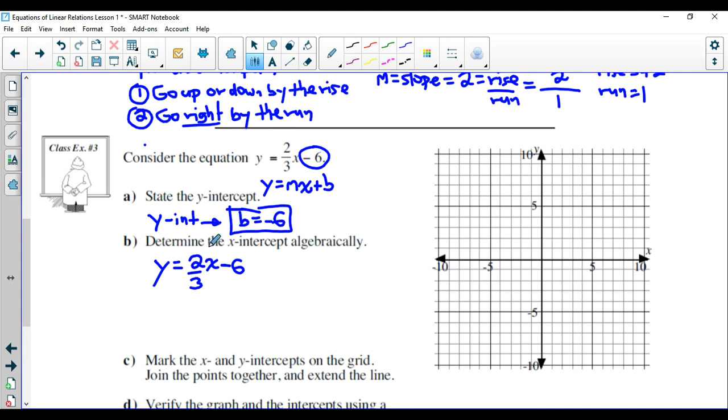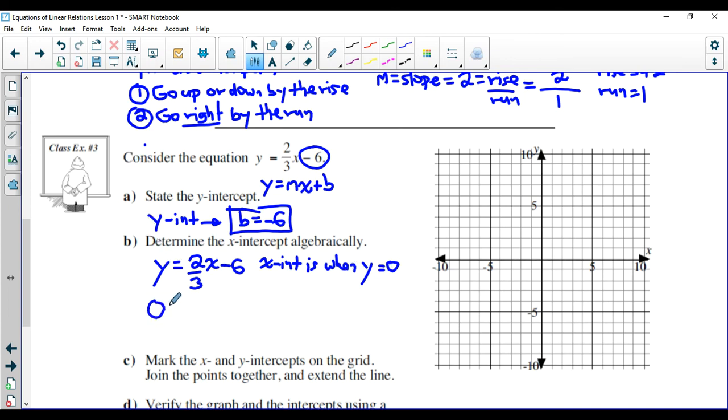Okay, now to get the x-intercept of a graph algebraically, the x-intercept is where your value of y is 0. Because if you're on the x-axis, where the graph intersects the x-axis, the value of y is 0 at that point. So I'll say your x-intercept is when y is equal to 0. Okay, so I'm going to plug in y equals 0 in the equation and solve for the value of x.